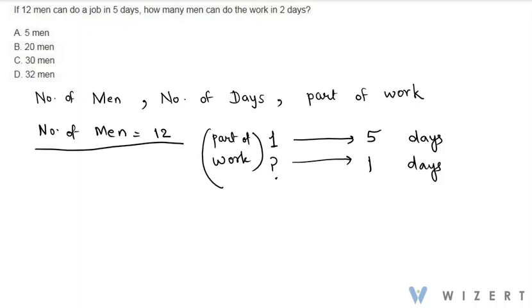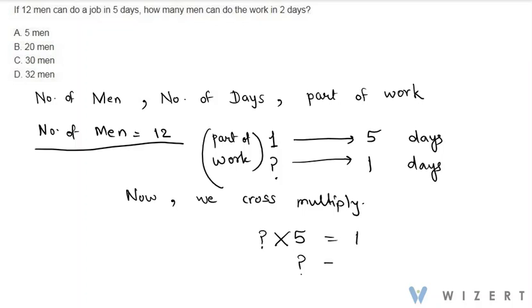So now we cross multiply. So we get part of work being done by 12 men in 1 day multiplied by 5 is equal to 1. Therefore, 12 men are doing 1/5 of work in 1 day.